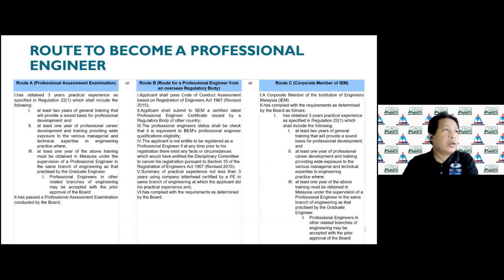So I think this is a route, a clearer or more detailed route. But today we want to discuss this route. Basically, you have to obtain at least 3 years of practical experience. That 3 years must be 2 years of general training that provides a sound basis of professional development, and at least 1 year of professional career development and training that provides wide exposure to the various managerial and technical aspects. So there are two things: management as well as technical expertise.